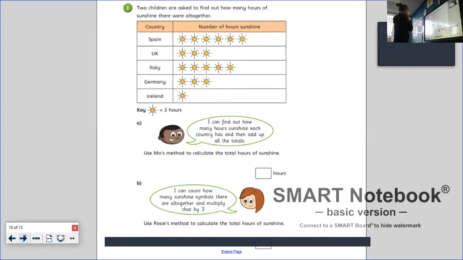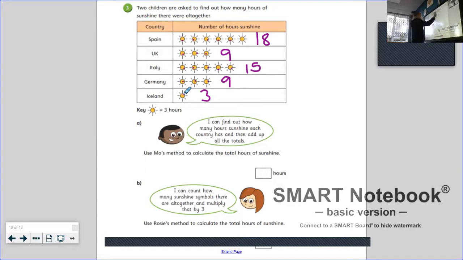2 children are asked to find out how many hours of sunshine there were altogether. So the first thing we're going to do, we're going to look at the key. So 1 ray of sunshine equals 3 hours. So let's count: 3, 6, 9, 12, 15, 18. 3, 6, 9. 3, 6, 9, 12, 15. 3, 6, 9, and 3. So I can find out how many hours of sunshine each country had and then add up all the totals. So let's use Mo's method to write out the total.